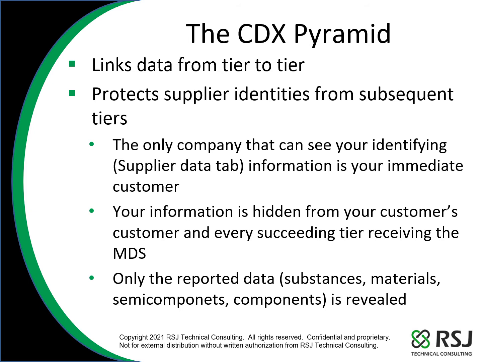So the pyramid links data from tier to tier, but it does protect supplier identities from subsequent tiers. The relationship between a supplier and customer is protected. Your customer can see who you are. Your customer's customer, your customer's customer's customer cannot. The data as it's passed along, the supplier information is hidden from all but the immediate customer. What is passed along are the substances, materials, semi-components, and components that make up the material declaration. And we're going to talk in a few minutes about what all those things are.